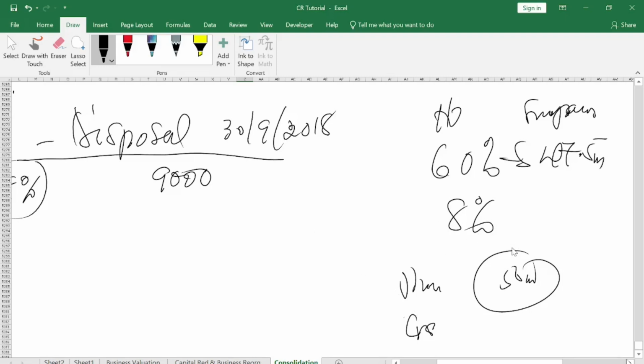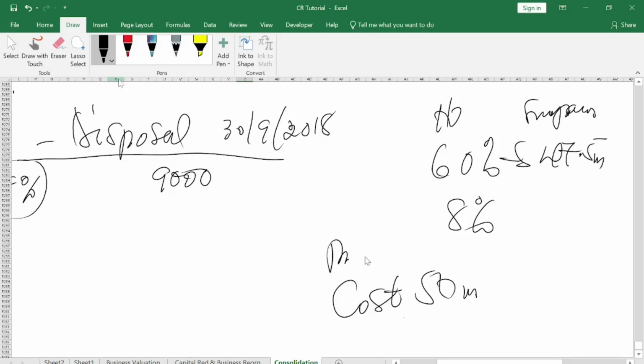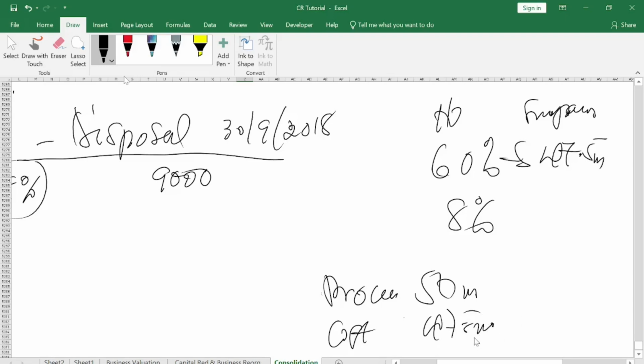I want to draw your attention to something. If they wanted to sell all their 60% stake in Sunyani, the fair value would have been 47.5 million. Maybe they sold it at 50 million. So the 50 million would have been our proceeds, and the cost of investment would have been 47.5 million. Then we would get our profit or loss.